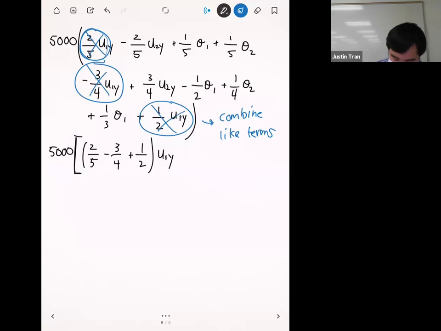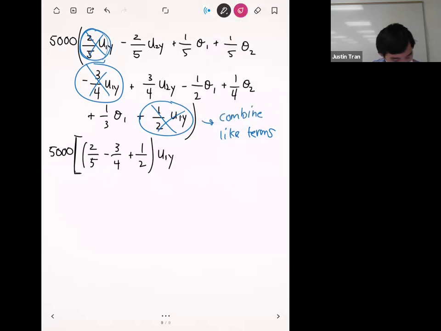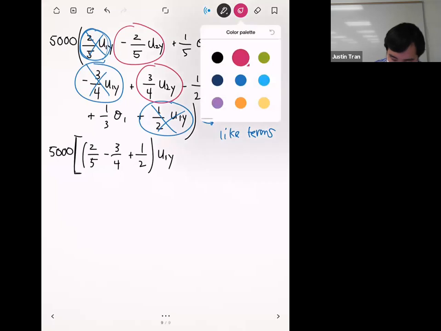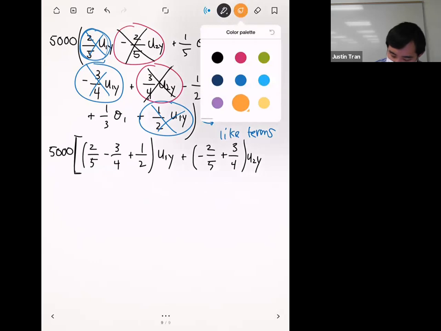Okay. And so just to make sure that I don't double count these terms, I'm just going to cross them out. Next, let's write down all of the u2y terms. For u2y, we have these 2 terms right here: a minus 2/5 plus a positive 3/4. Okay, u2y. And so just so I don't double count them, I'm going to go ahead and cross those out.